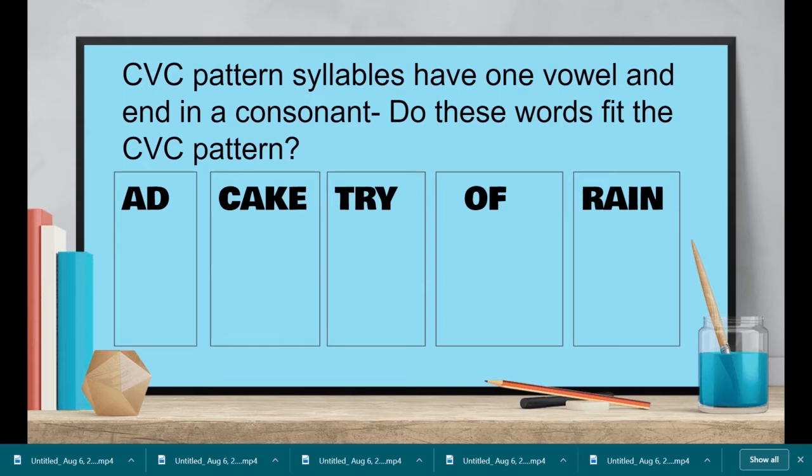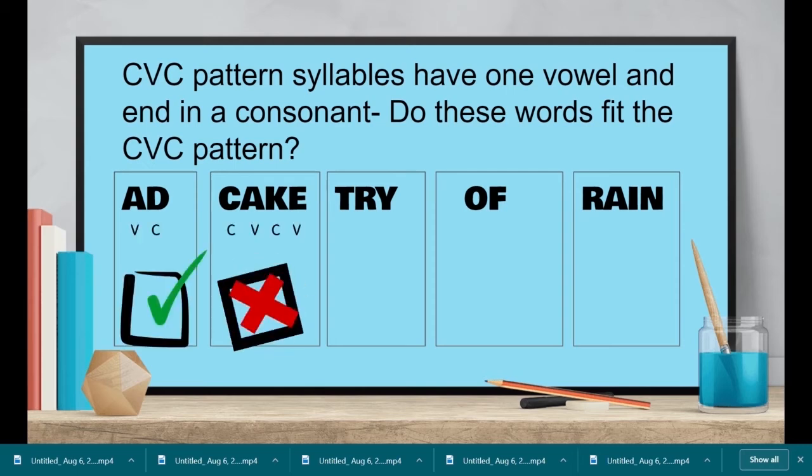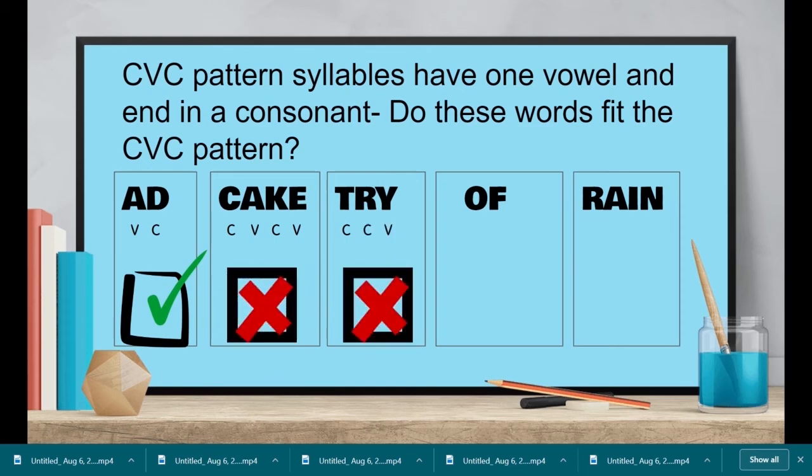All right, so we can look at these words and we can ask ourselves, do they fit the pattern? Look at them yourself. You have add, cake, try, of, and rain. Which ones are CVCs and which ones aren't? First one is. Second one isn't.